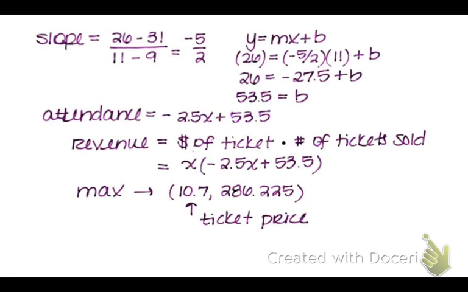I would strongly recommend using Desmos to solve this because you're going to get a really large graph and it's really easy to zoom out and find the maximum revenue on that quadratic function. So once you do, you should see that the ticket price of $10.70 is going to maximize our revenue for that company.